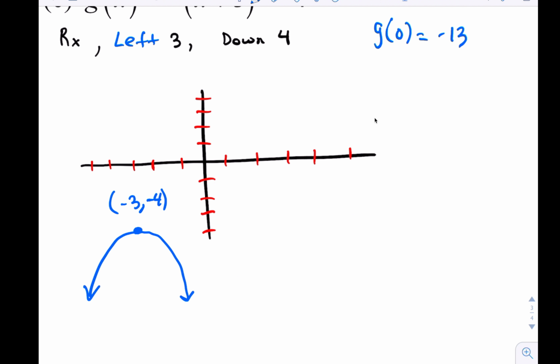Okay, so the domain for this one, any quadratic is always all real numbers. And then the range is negative infinity, and then up to where my vertex is, which is negative 4.